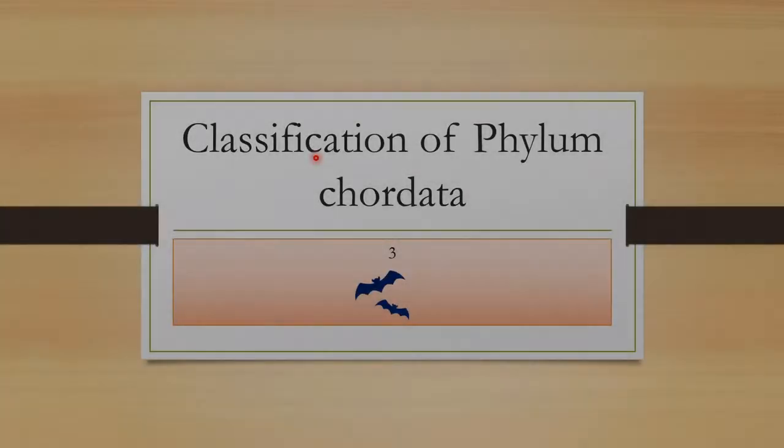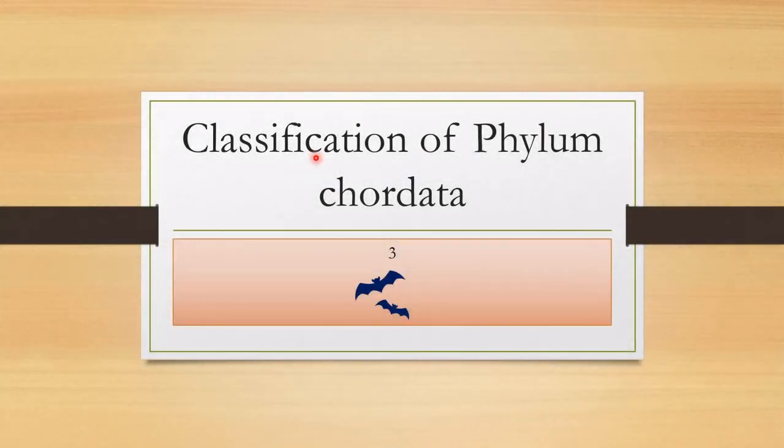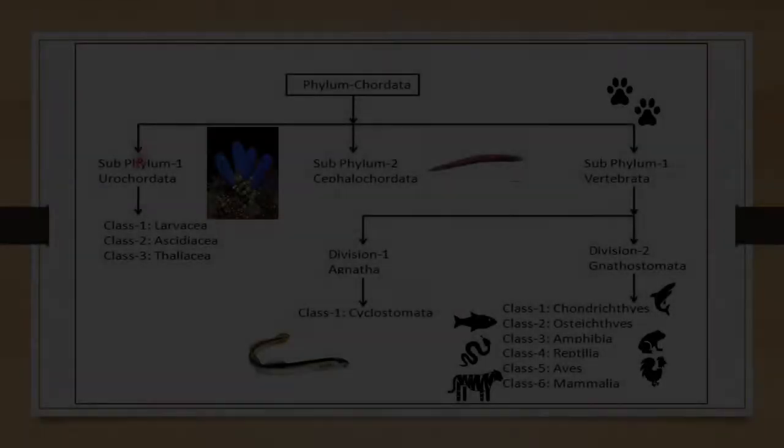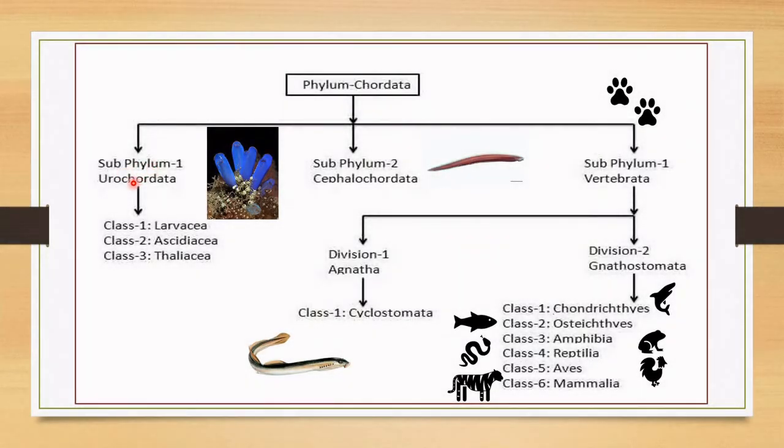So welcome to the third video, the classification of phylum Chordata. Now the phylum Chordata is classified into three groups, three subphyla: Urochordata, Cephalochordata, and Vertebrata. And what is the basis of these classifications? The classification is based on the presence of notochord.